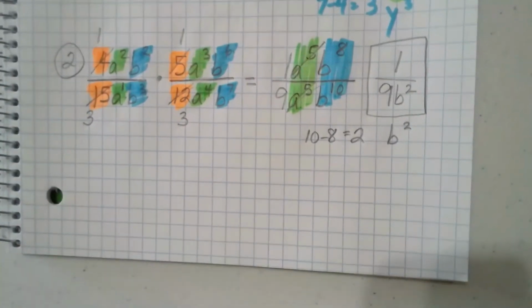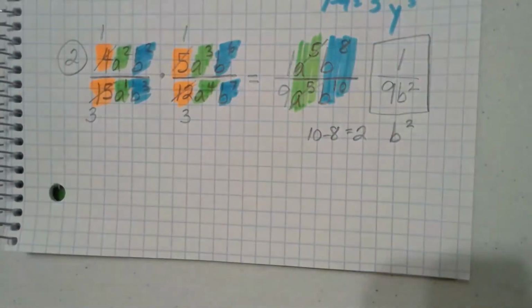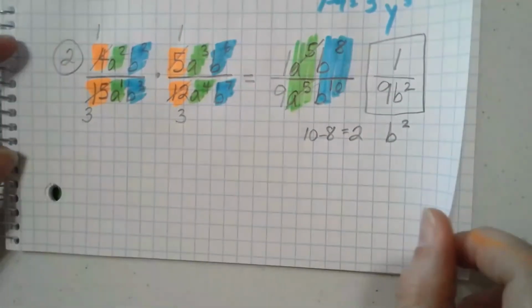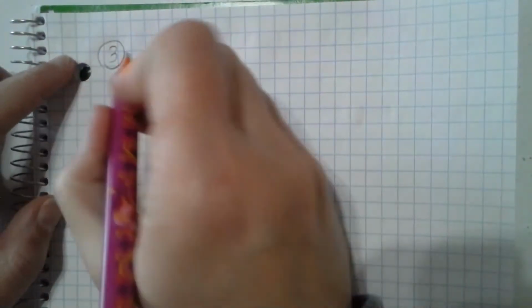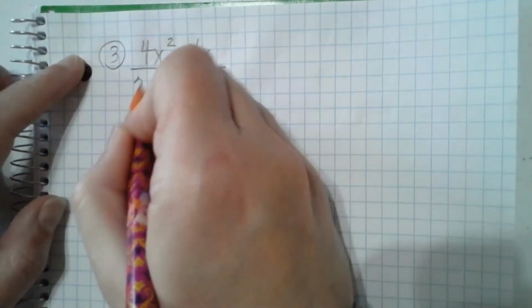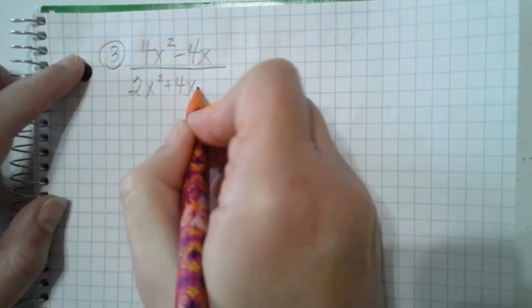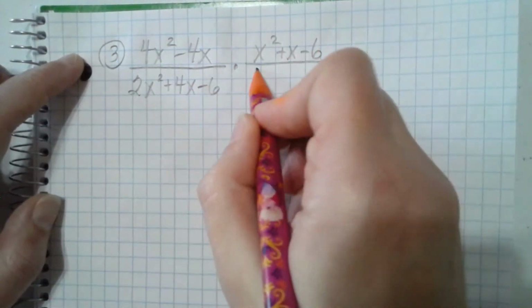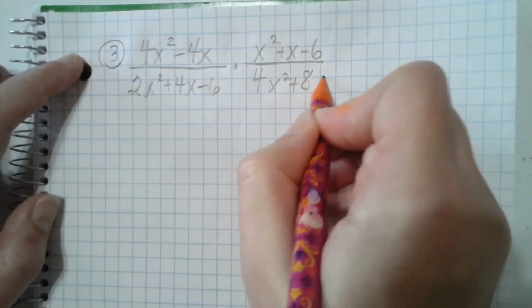All right, let's try 1 or 2 that have the binomials and stuff. So this is number 3. This one says 4x squared minus 4x over 2x squared plus 4x minus 6. And we're going to multiply that by x squared plus x minus 6 over 4x squared plus 8x.